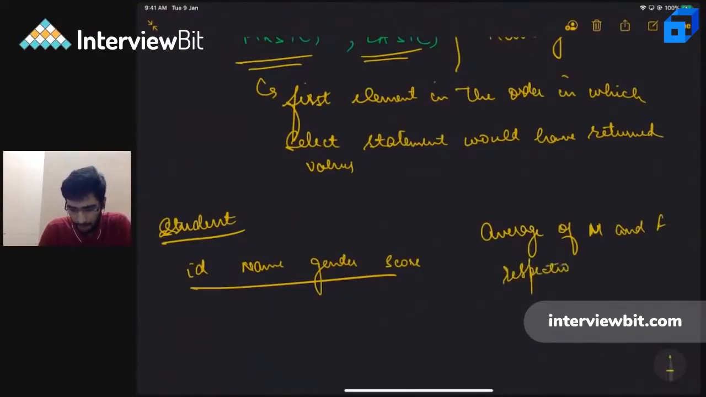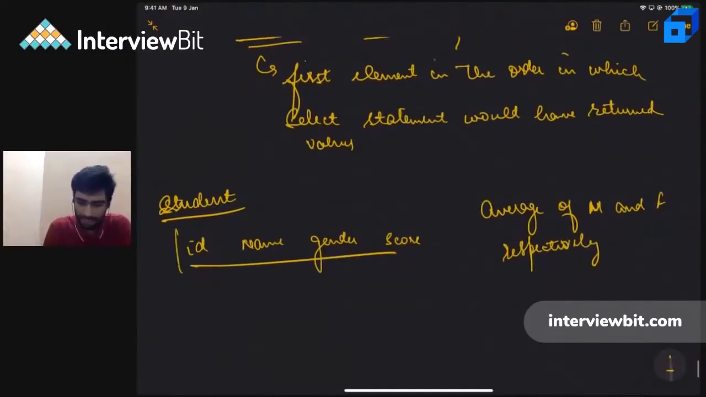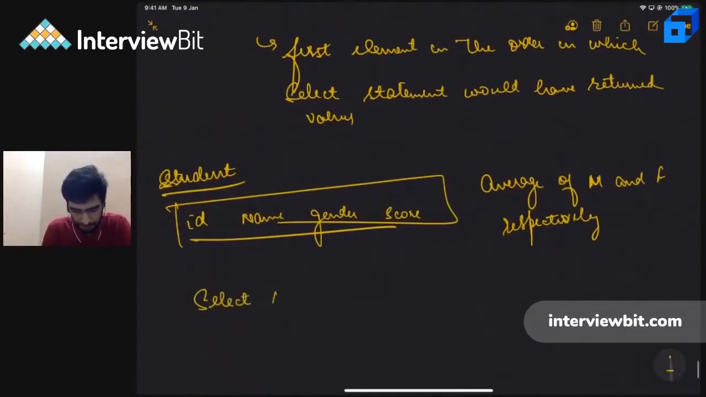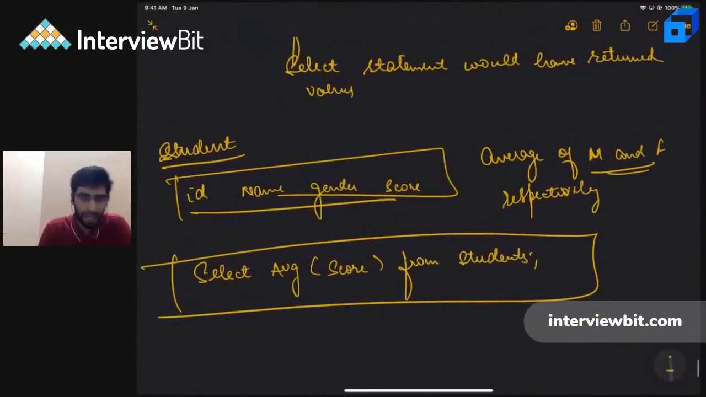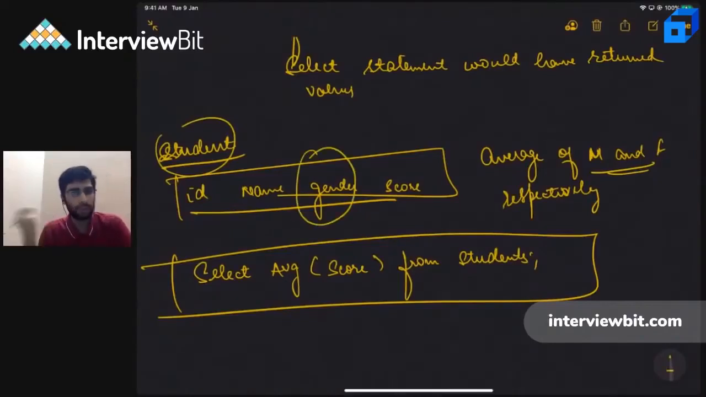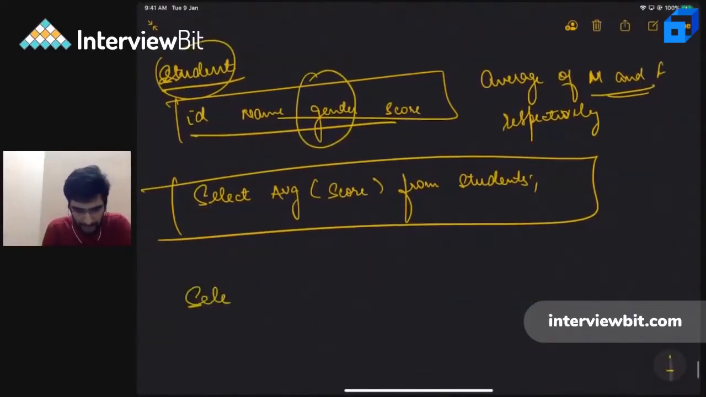The very easy version of this is that I just need to return the average of all the students, in which case you can just do select average of score from students. But now you have to select the average of males and females in different groups. How will you do that? In that case, you will have to group the students by their gender, right? You will have to group the students by their gender. So you will still have to select average of score from students.